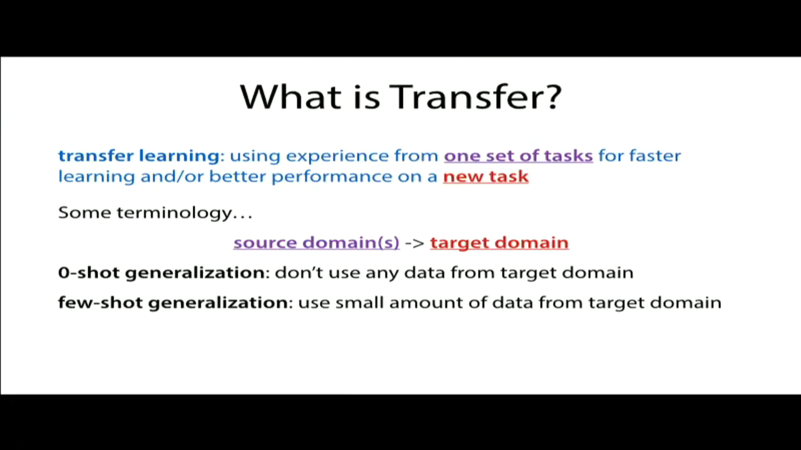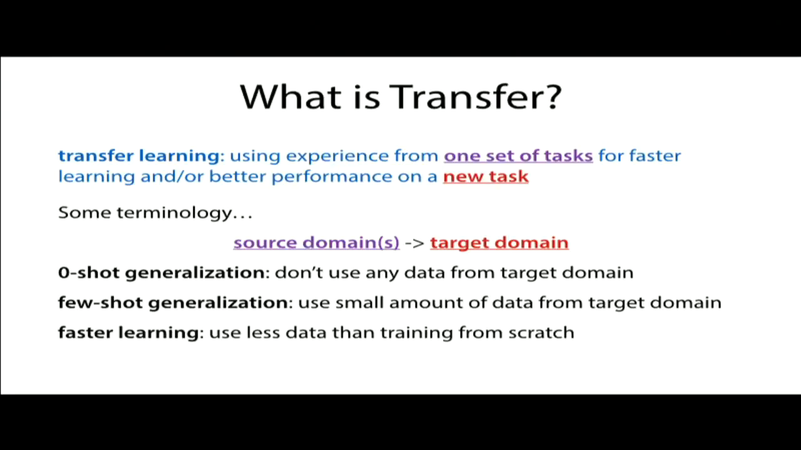Second is few-shot generalization. So in this scenario, we get a small amount of data in our target domain. Like zero-shot generalization, we don't want to get too much data in our target domain, but we still want to be able to use a little bit so that we can effectively adapt to our new environment. And then lastly is just faster learning. So in this scenario, we just want to use less data in our target domain than training from scratch.